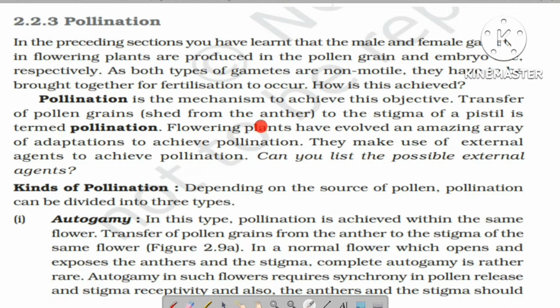Transfer of pollen grains to the stigma of a pistil is termed pollination. Flowering plants have evolved an amazing array of adaptations to achieve pollination. They make use of external agents to achieve pollination. Kinds of pollination. Depending on the source of pollen, pollination can be divided into three types.